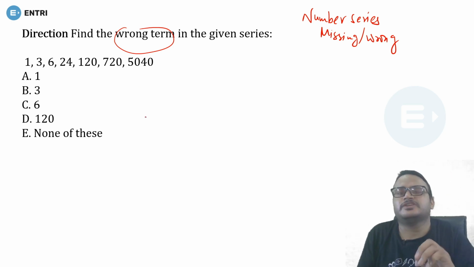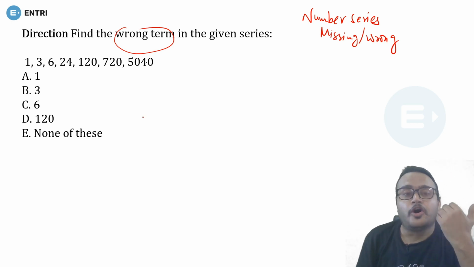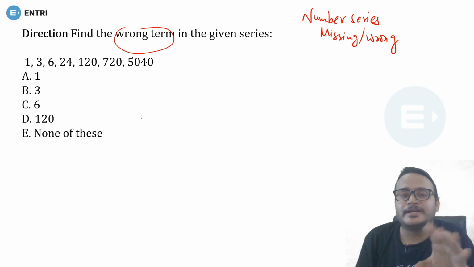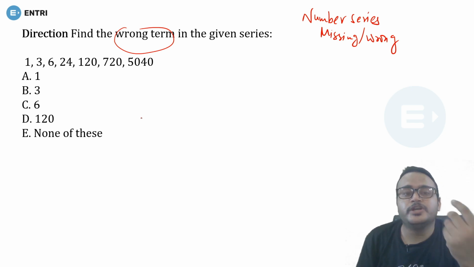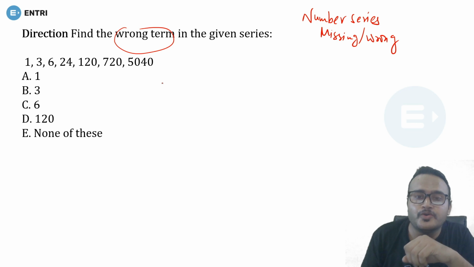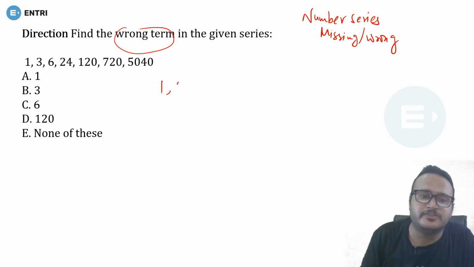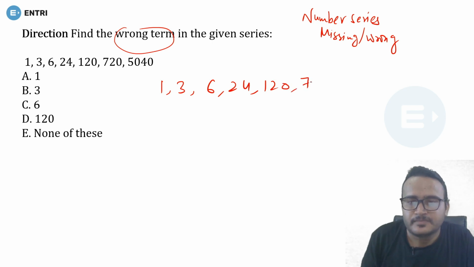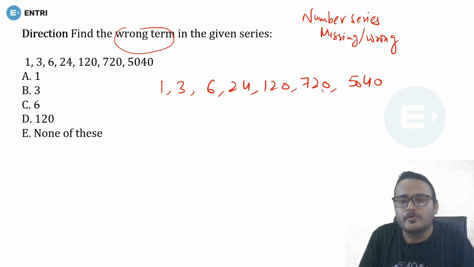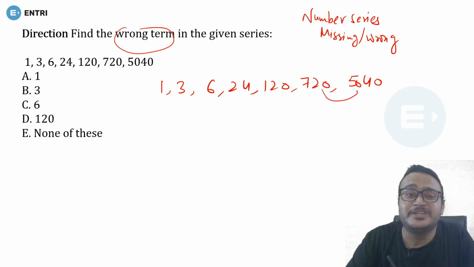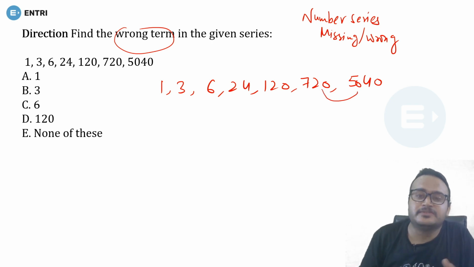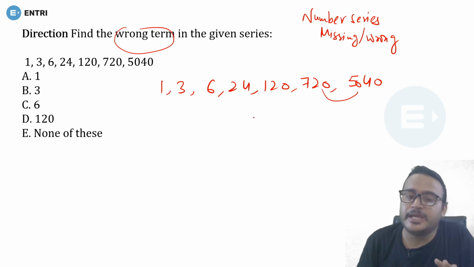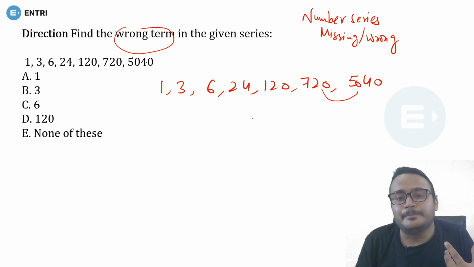In number series questions, you just need to observe the slope of the series. How you can observe? Let me tell you. So the series you are given is 1, 3, 6, 24, 120, 720, 50, 40. So guys, you can see the slope of the series is increasing at a very rapid pace. So guys, the multiplication concept will be involved. So first we'll be applying the multiplication logic.